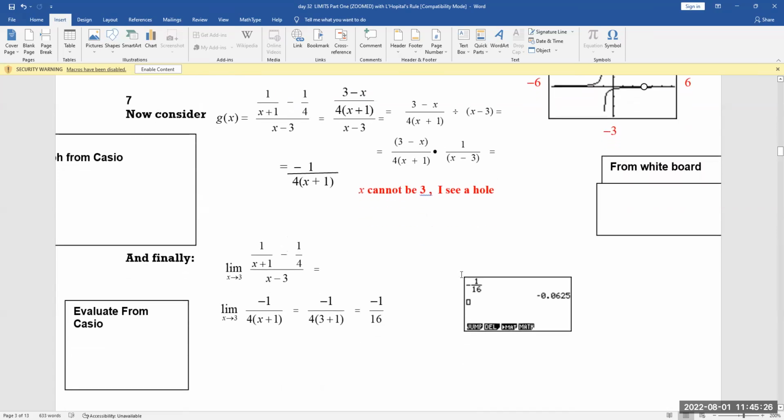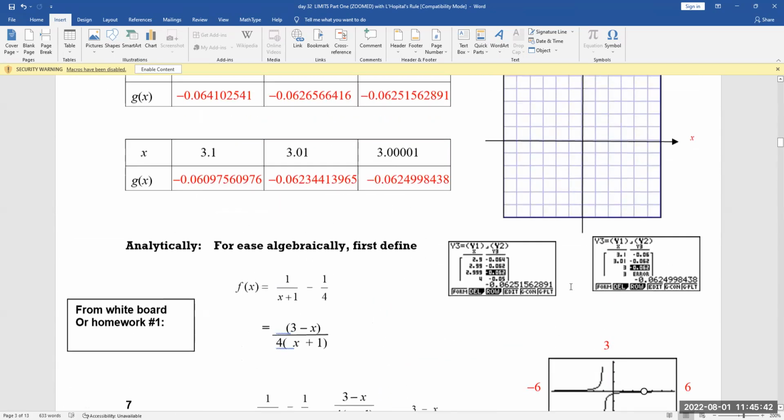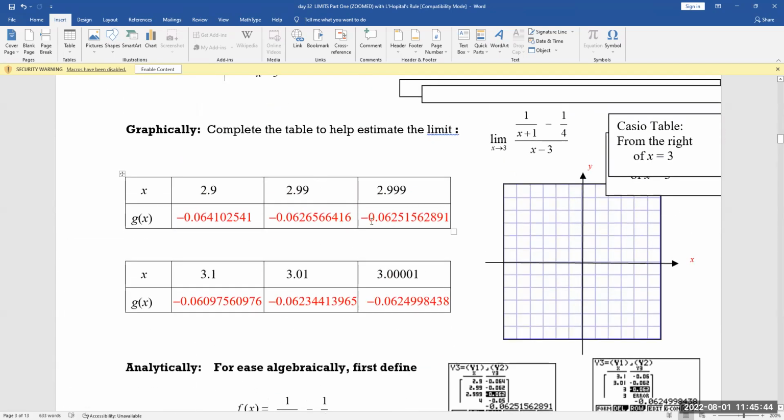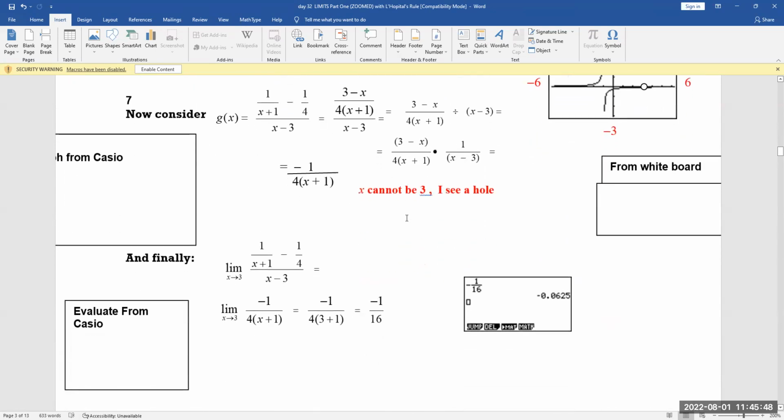And then instead of taking the limit of the original function, we took the limit of our reduced function, substituted in, and got -1/16, which then put in the calculator, we realized was the same decimal that the table was giving us from the left and the right of -0.0625. But our real answer is -1/16.